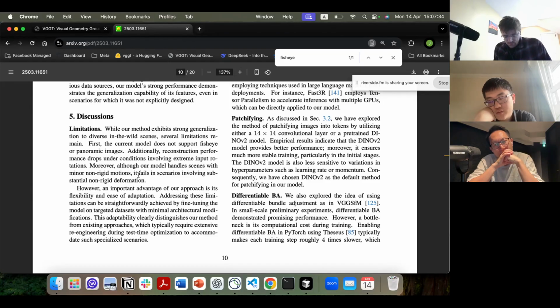Non-rigid motions means, for example, deformable motions. Like when I, with my hand, I'm not sure if you can see my hand. You can see this cannot be described as a simple 3x4 transformation matrix, right? This is a quite complicated motion.